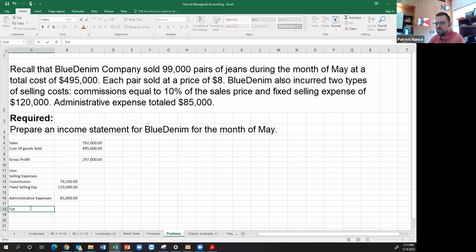So I can total my SG&A. It's just short for selling, general, and administrative expenses. So I can total these three. 79.2 plus 120 plus 85 gives me 284.2. And to find my net income, remember it's revenue minus my expenses. So I've summed up all my expenses that my cost of goods sold I already took out. So I can take this 297 minus 284.2, get my net income or profit is another name for it, for $12,800 for this particular company. And I think that's where I'll stop on this one.